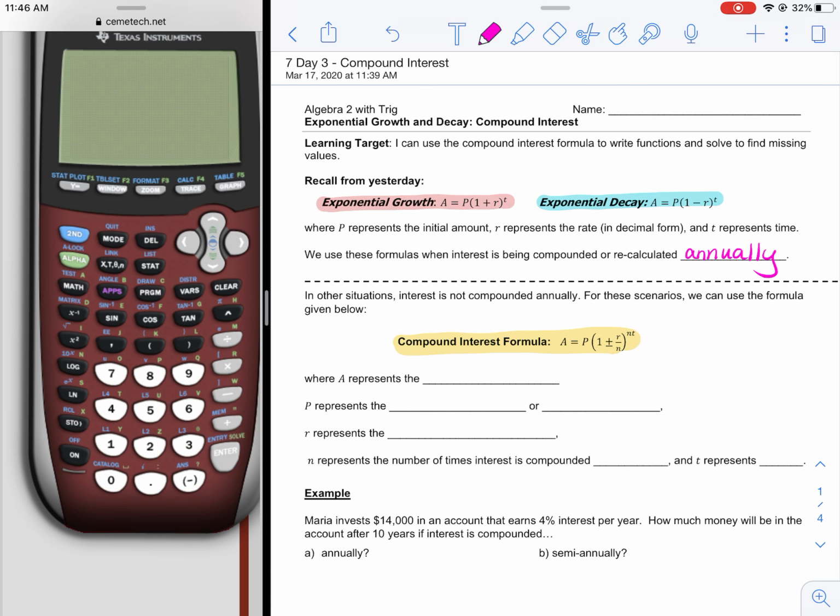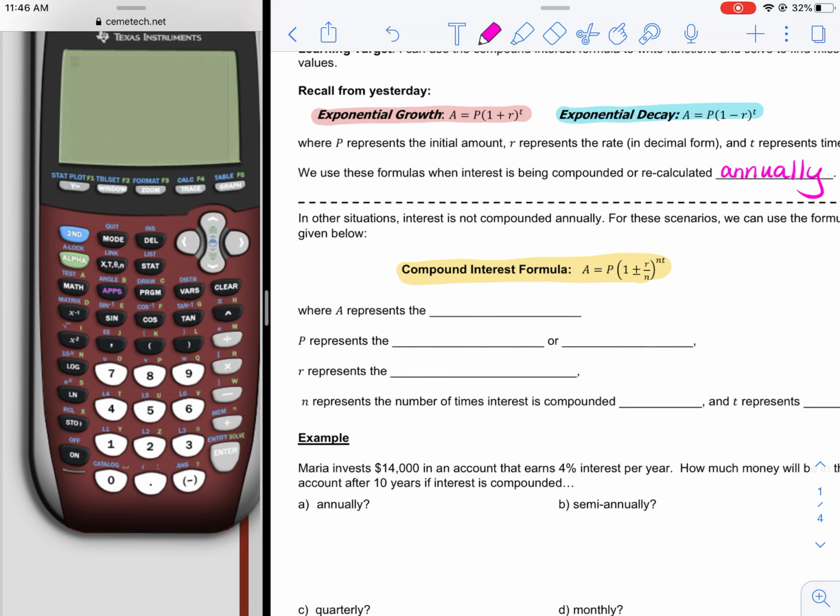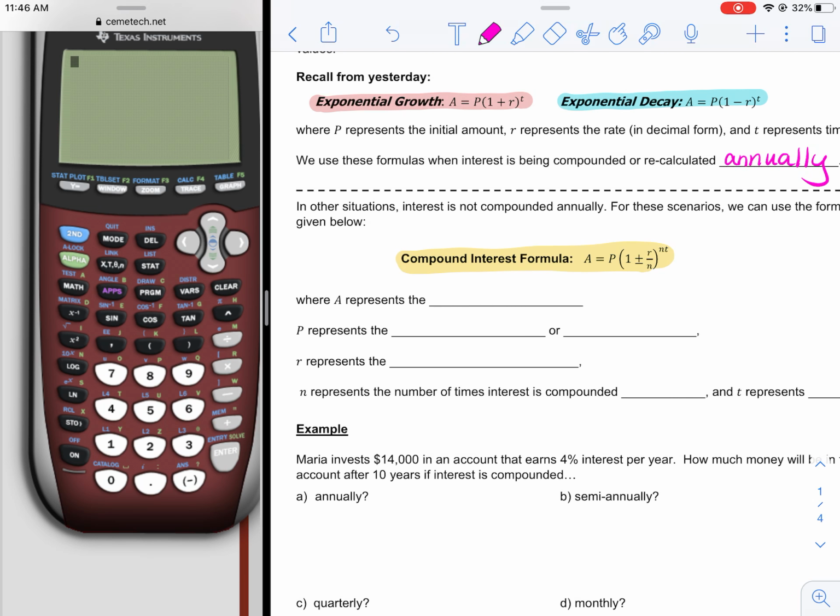When we use this formula, A is going to represent the new amount. This is the amount that we're looking for. We can think of it as the maturation amount. So after the investment, what's the new value of the investment? P represents the principal or initial amount, just like what we talked about yesterday. That's the initial amount of the investment.